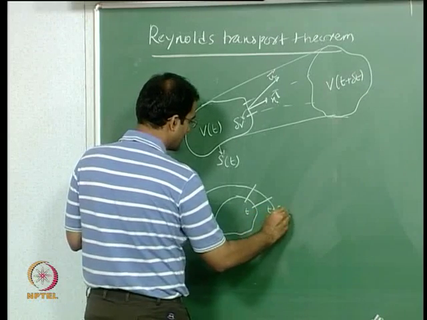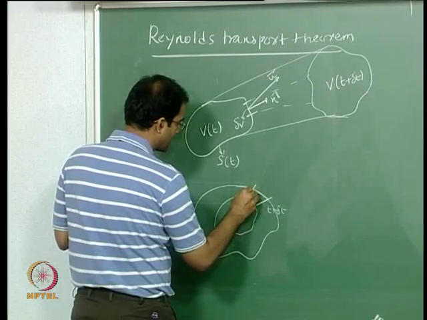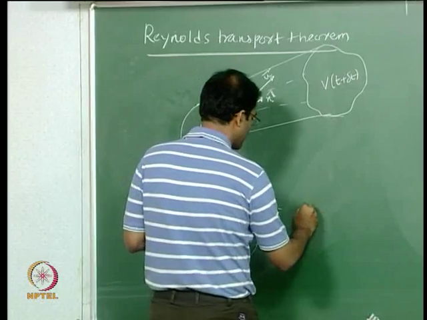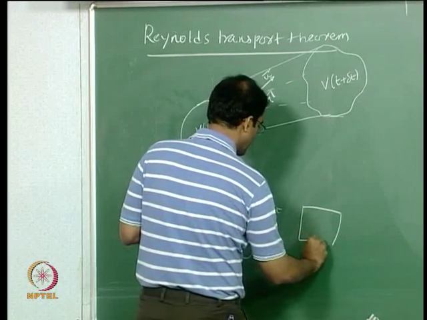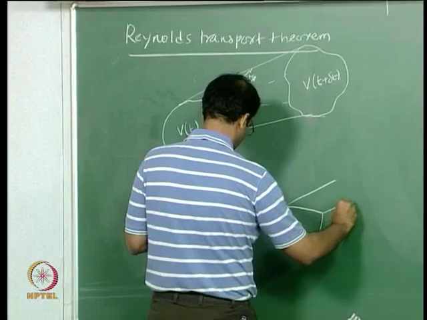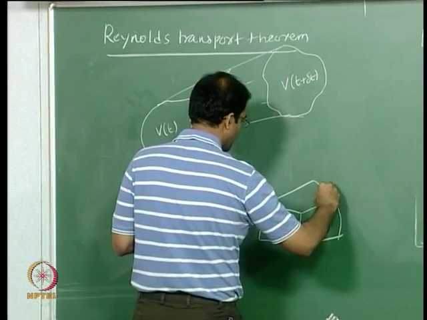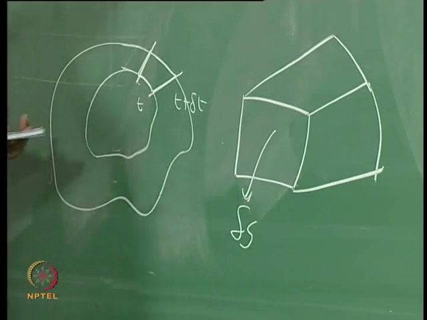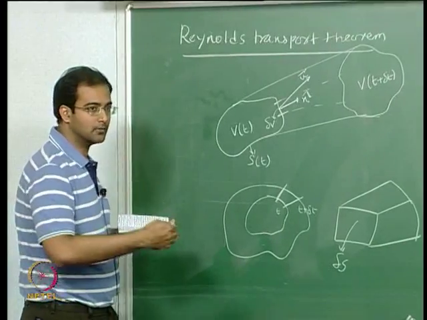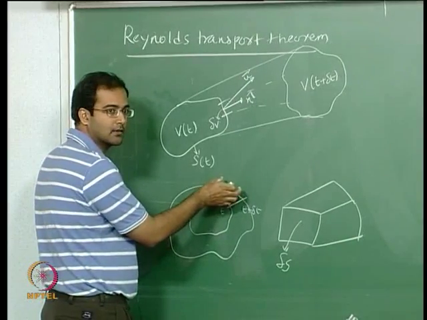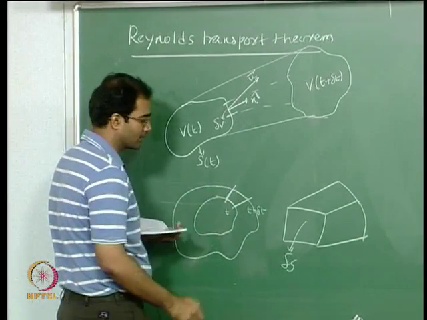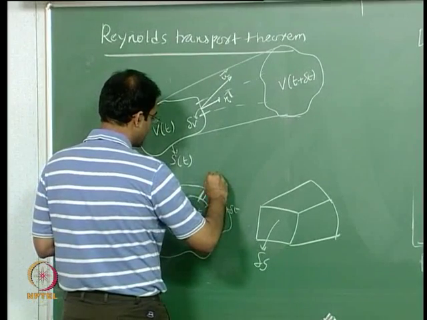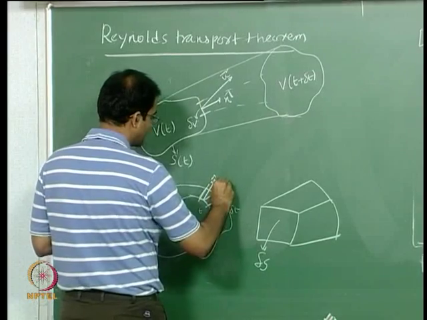If I look at only this particular differential volume and draw the 3D representation of that, it is going to look something like this. So this is my differential surface delta S, corresponding to this volume. I am just drawing a 3D representation of this particular segment alone. Now you know that this has a velocity vector like this and this has a normal like this.